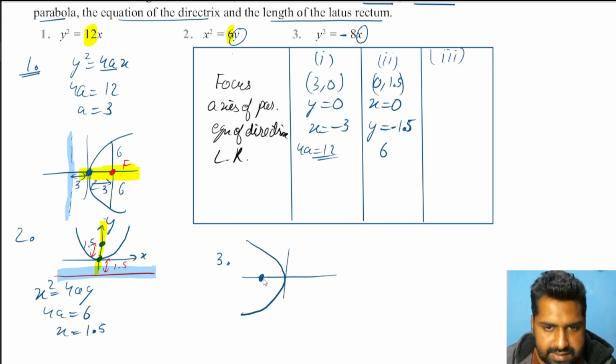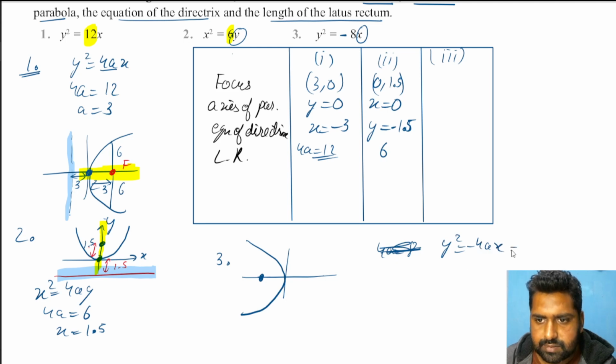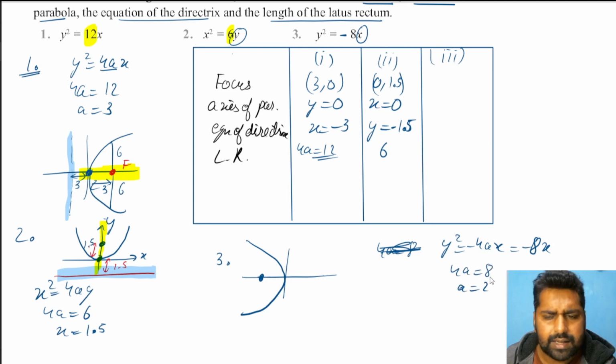Okay, focus will be inside the parabola at a distance a. 4a is 8. Just don't take a as negative. My recommendation is to compare y square with minus 4ax, and this is minus 8x. So by comparison, you will get 4a equal to 8, a is equal to 2. Get your a positive, because negative and positive are not changing the shape of the parabola but the orientation, whether it is on the positive x-axis or negative. So the distance is 2. Directrix will also be at a distance of 2 here. Okay, the directrix is this one at a distance of 2.